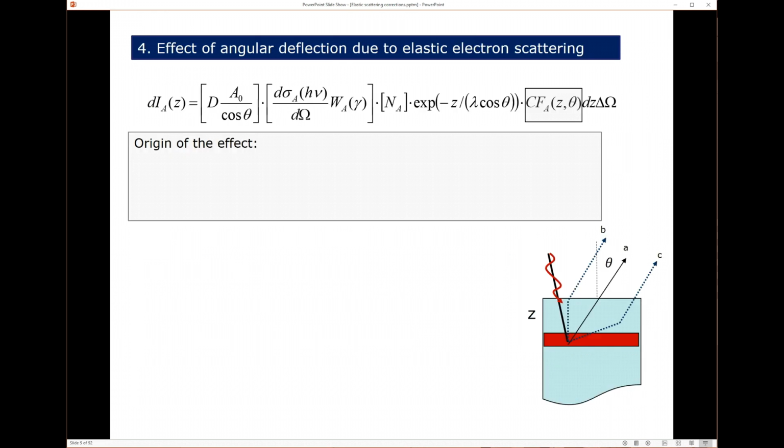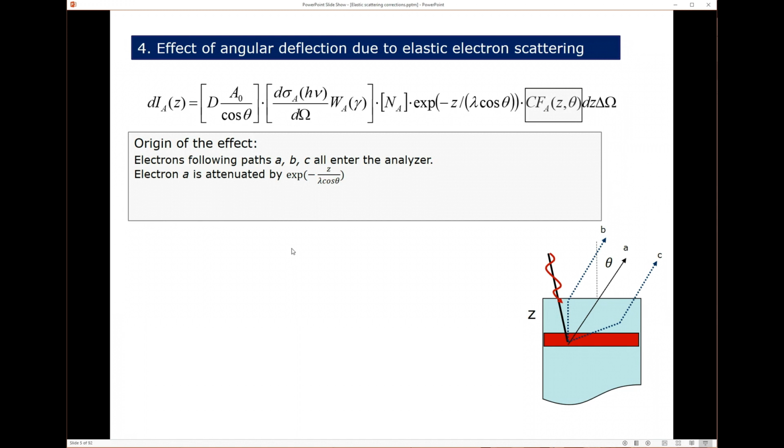And then there's the angular deflection of electrons due to elastic electron scattering. Now this can be described conveniently by a simple factor that you put on the expression where you make an analysis which neglects elastic electron scattering, and then this corrects for the elastic scattering effects.